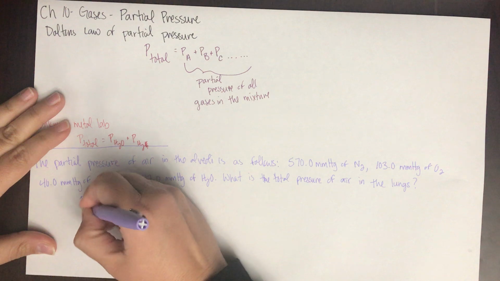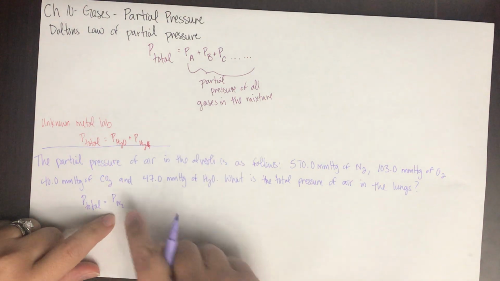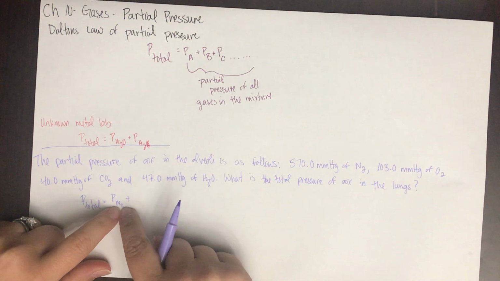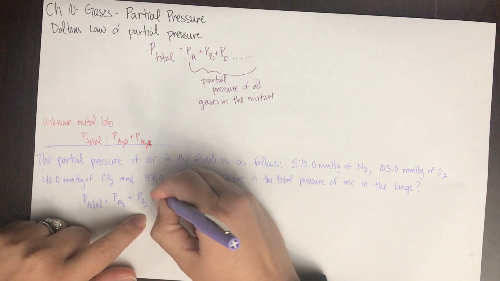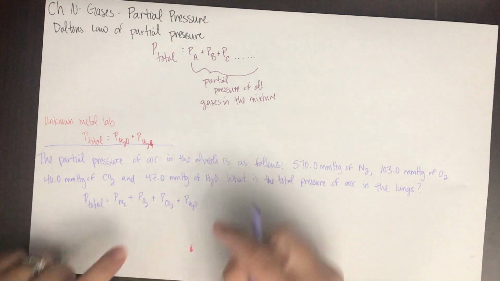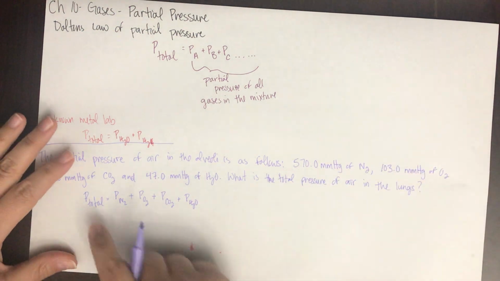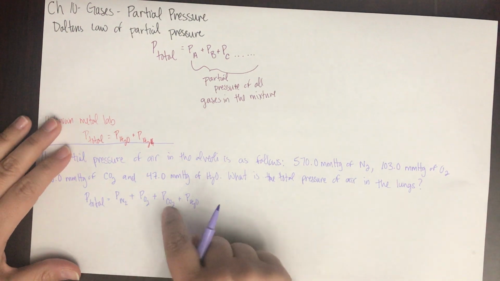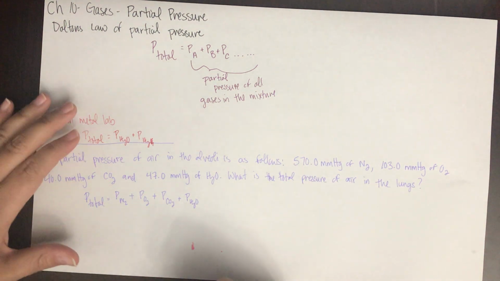So I'm going to say P total equals, and the way that you write this is P, and then down here you write what it is. So this is the partial pressure of nitrogen. That's how you would read this, P with the little N2. This is the partial pressure of oxygen, plus the partial pressure of carbon dioxide, plus the partial pressure of water vapor. So these are the four gases that are in the mixture of air, and the total pressure of air is the sum of all the partial pressures of the gases that are in this air mixture. So we're just going to take them and add them together.